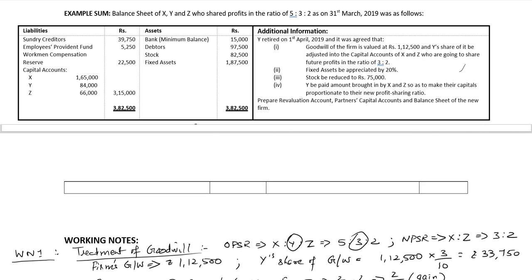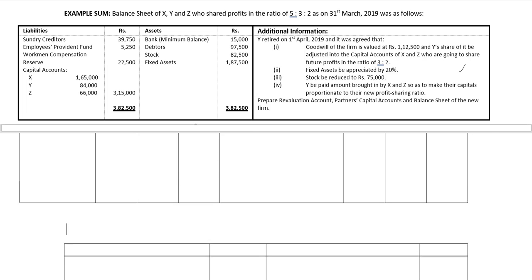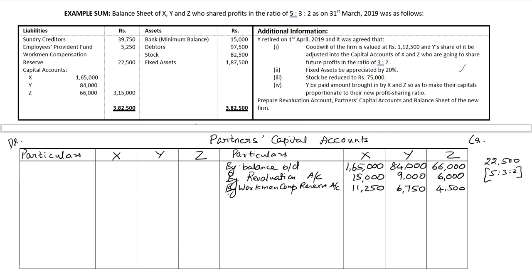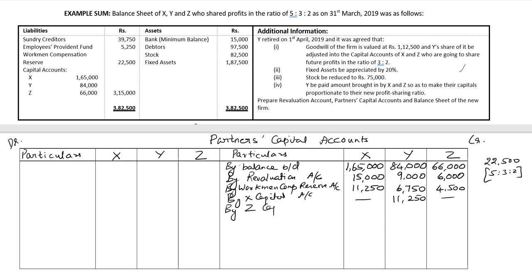So let's post this in the partners' capital accounts. By X capital account, 11,250 rupees. By Z capital account, 22,500 rupees. And on the debit side, to Y's capital account, under X we have 11,250, and under Z we have 22,500.